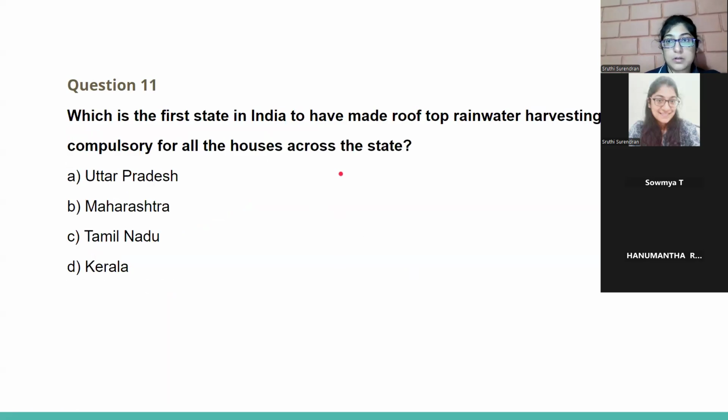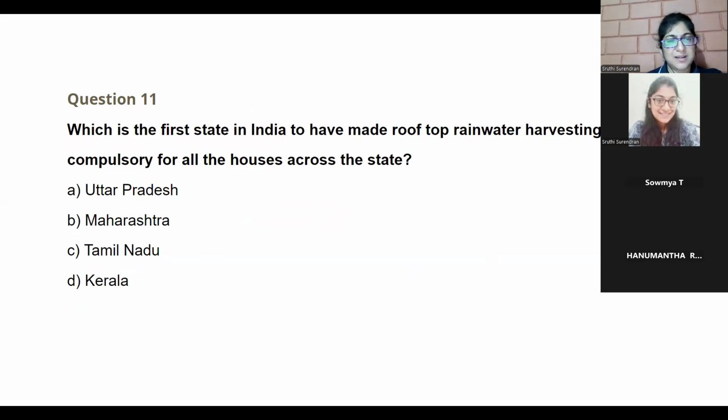Moving on. Which is the first state in India to have made rooftop rainwater harvesting structure compulsory for all the houses across the state? I think this is a question that we discussed in the last or the previous class also. So I believe you should be knowing the answer.